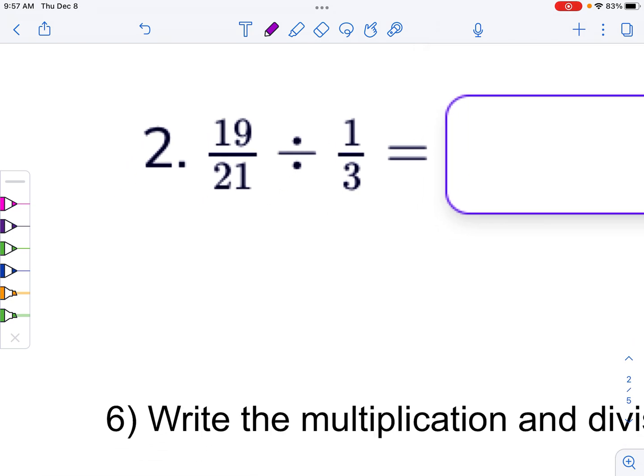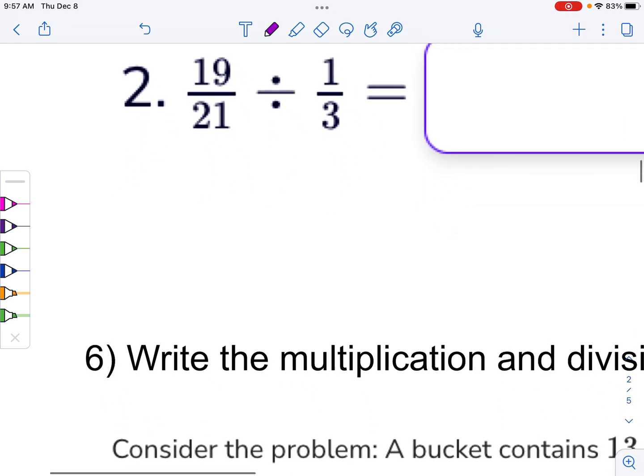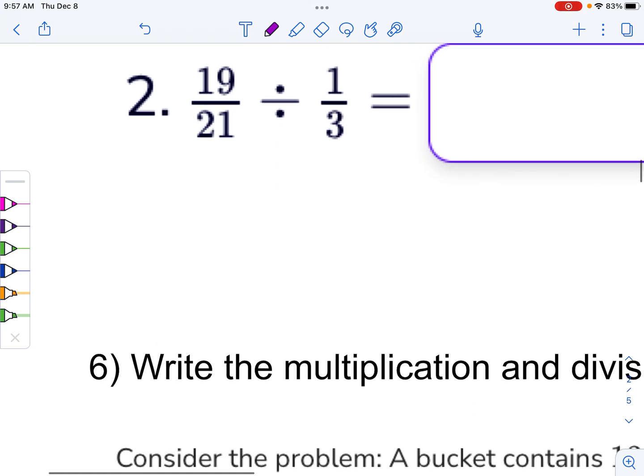Okay, 19 over 21, that's already a fraction. Okay, we're good to go. But we're going to change this to a multiplication problem. 19 over 21, keep that.